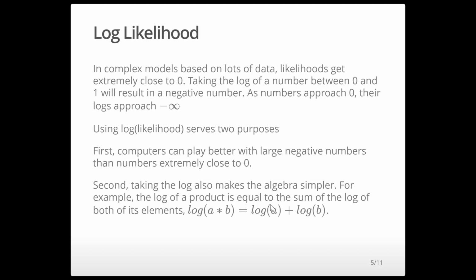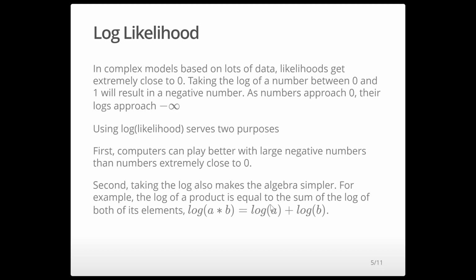We know that the log of any likelihood, which remember is a probability, so it's between 0 and 1, is going to be some negative number. And for really, really small likelihoods, which we're often going to be dealing with, taking the log gives us a really, really big negative number. And this serves two purposes.